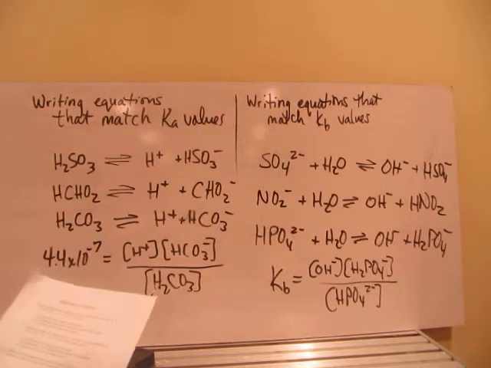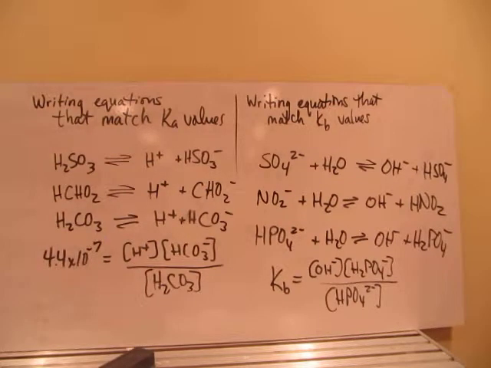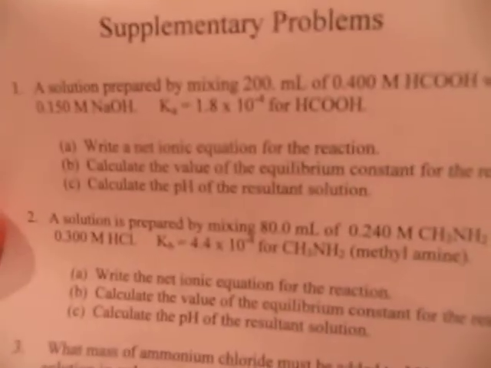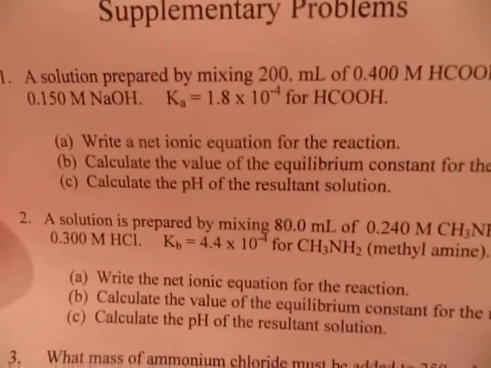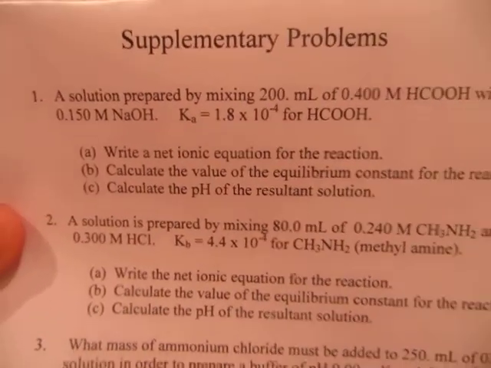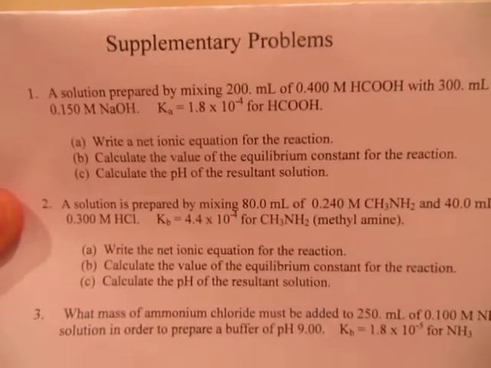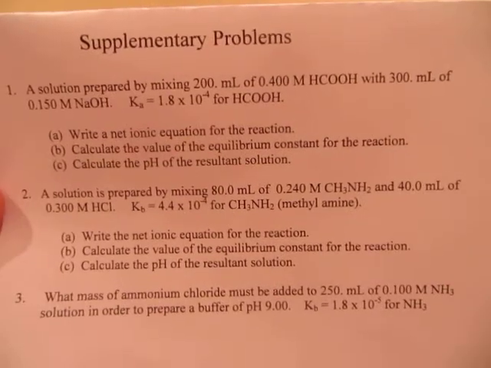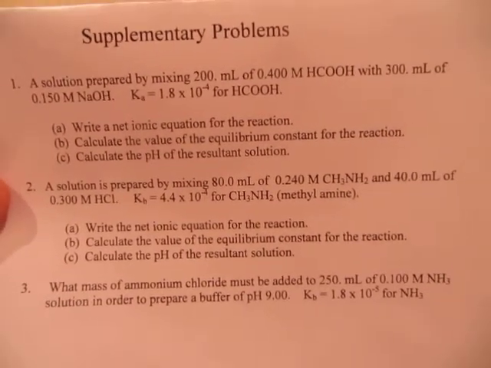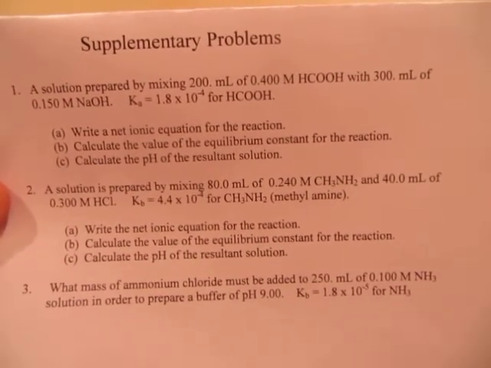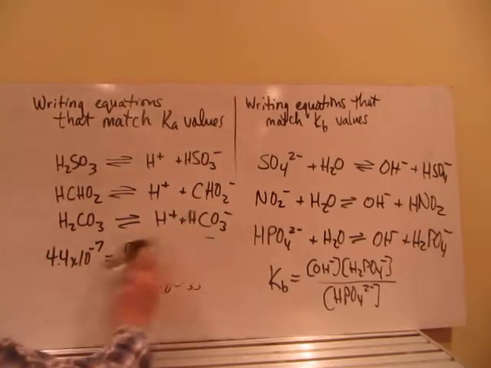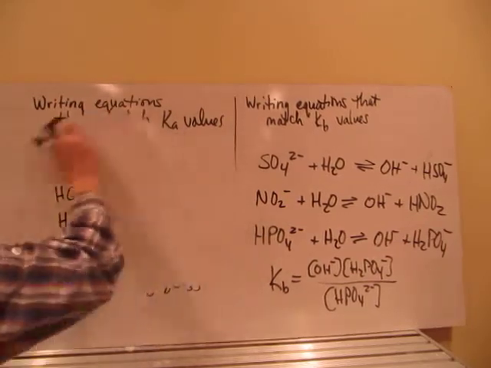Now on to an actual question. So here's what we're looking at. Look at number 1. We've got a solution of formic acid mixing with sodium hydroxide. We need a net ionic equation. We got a Ka value. All right. So I'm going to erase this side. You'll see why in a second.